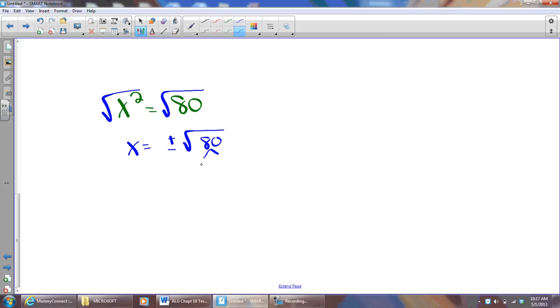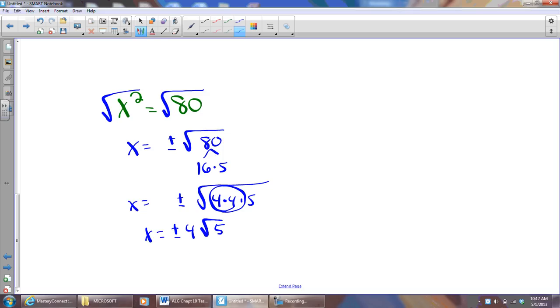Let's see here. I'm thinking 16 goes in there 5 times. Yeah, I think that'll work. So I've got plus or minus 4 times 4 times 5. Where'd I get that from? Well, that's from 16, right? Okay, so I'm going to get plus or minus 4 rad 5, and that's what x will equal. Okay, just making sure you know how to do it when they have x squared equaled 80.